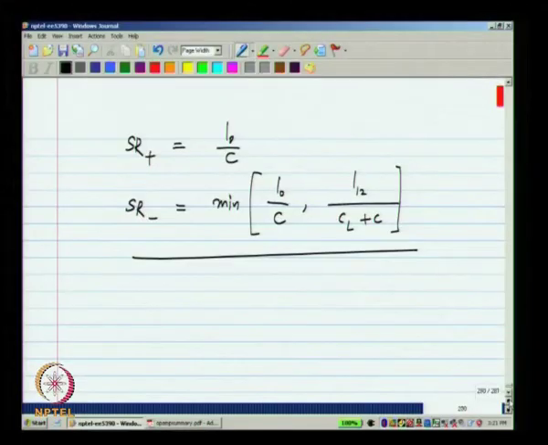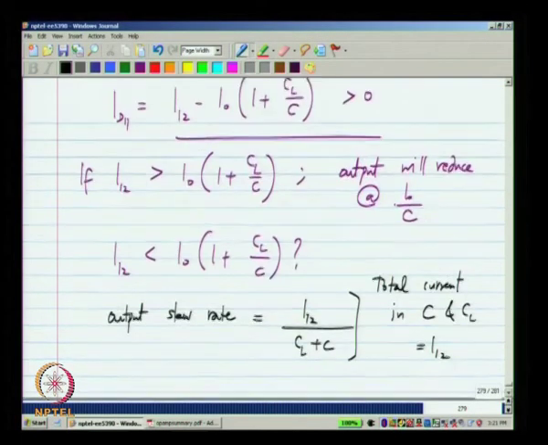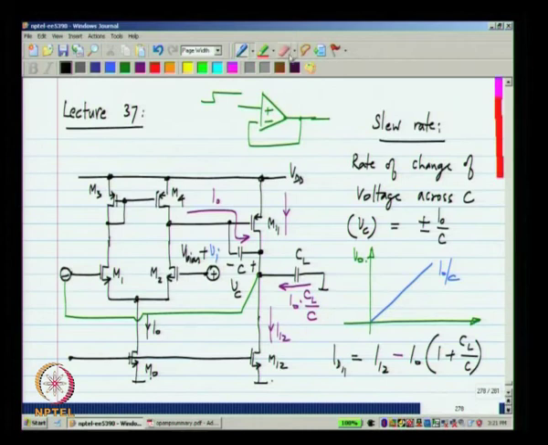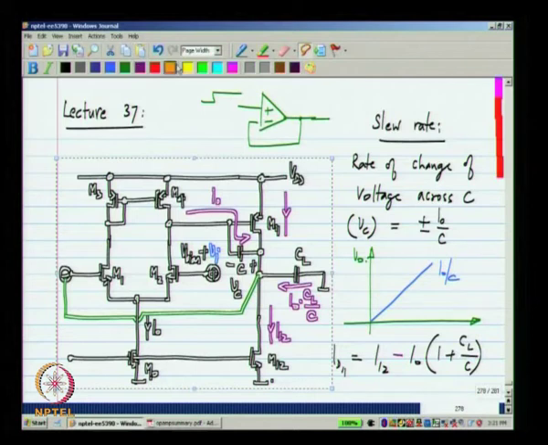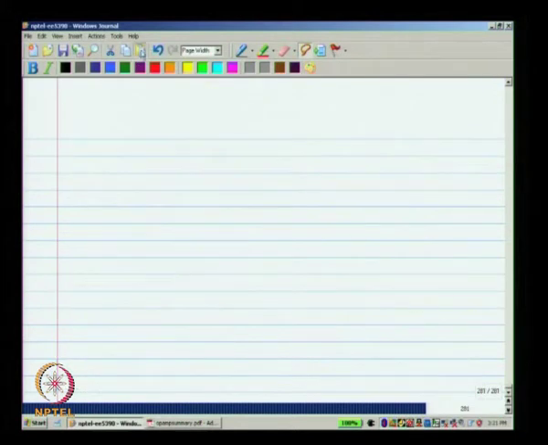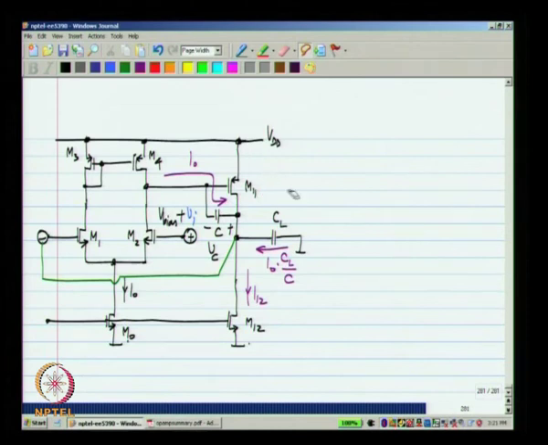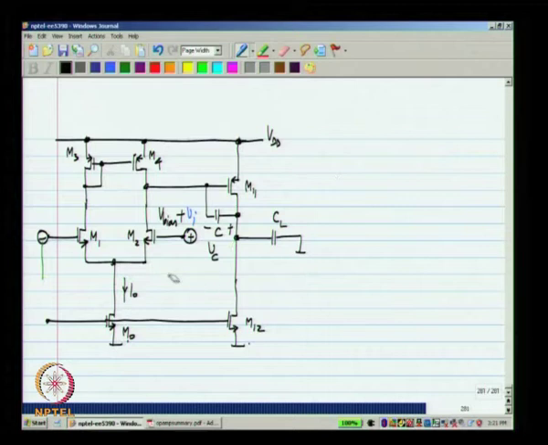Okay. Now, the next thing is the signal swings. The last thing we have to determine here is the signal swing. Okay. Signal swing limits. Let me remove this feedback loop.